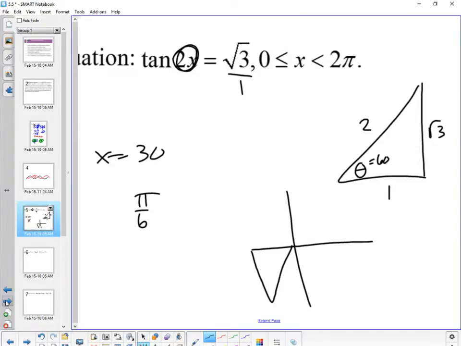And then n pi halves. Wait, what? Is it in the other column? Yeah, it would be n pi halves, because this is 2x, right? So 2x equals 30.